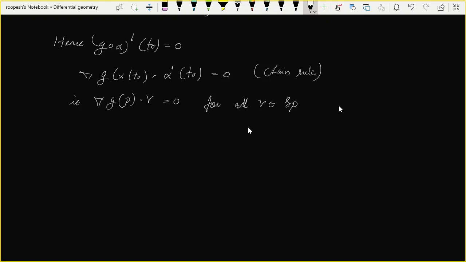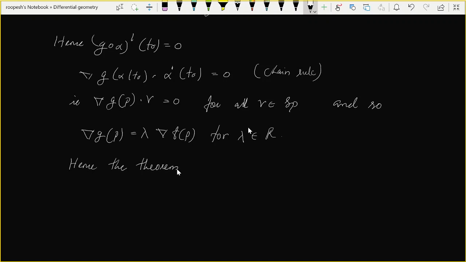And so what we can conclude is del g of p is equal to some lambda times del f of p, for some lambda belongs to the real numbers, hence the theorem. So we have proved the Lagrange multiplier theorem.